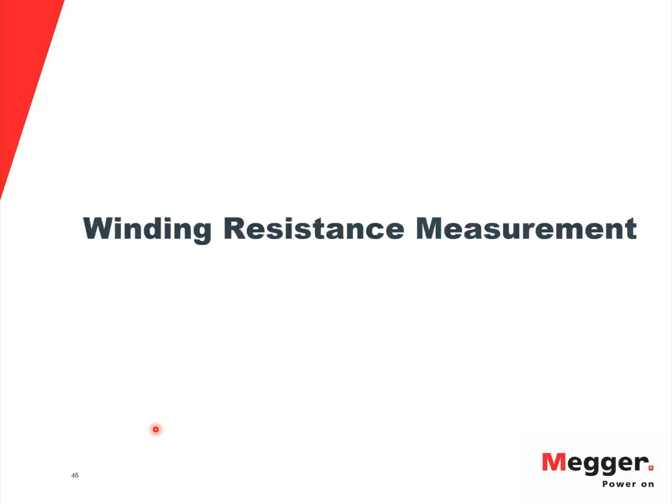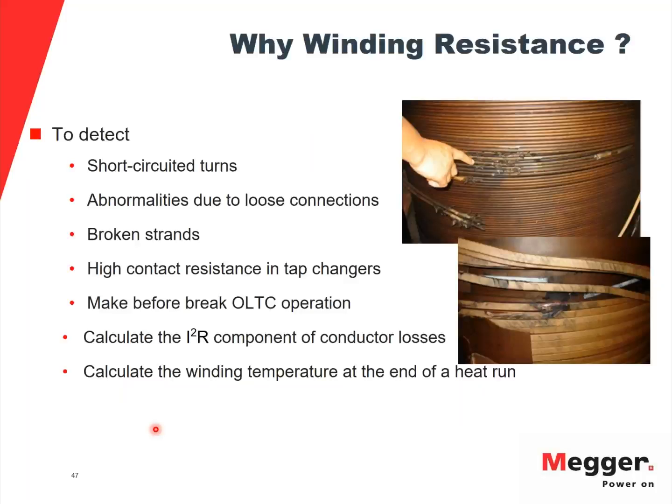Now let's talk about winding resistance. It is another test that is used to check the condition of the windings. Typically, the winding resistance test is performed to evaluate and find out if there are any short-circuited turns, any kind of loose connection, if there is any problem with the tap changer, high contact resistance, also to verify that the on-load tap changer makes the circuit before breaking the circuit. So you can check the make-before-break operation as well.